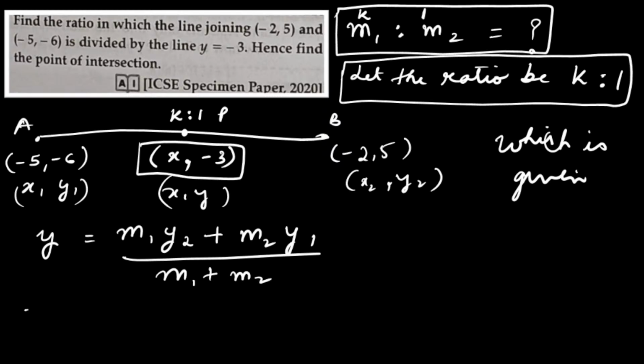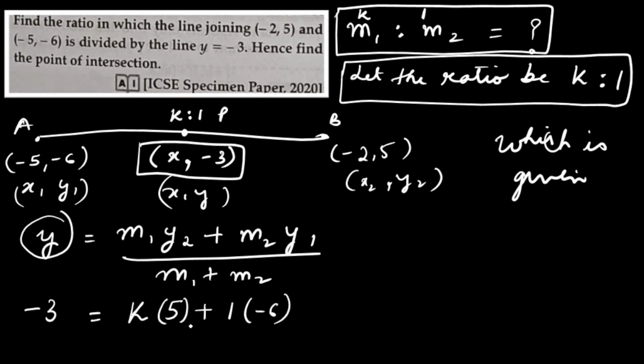Now y's value is given to us as -3. I am just substituting. Here we are not finding y, we are finding the ratio. Here at this place its value is -3. M1 I have substituted as k, because I have assumed it as k. So m1 is k, y2 is 5, plus m2, which is 1 because we have assumed it, and y1 is -6, divided by m1 plus m2, which means k plus 1.